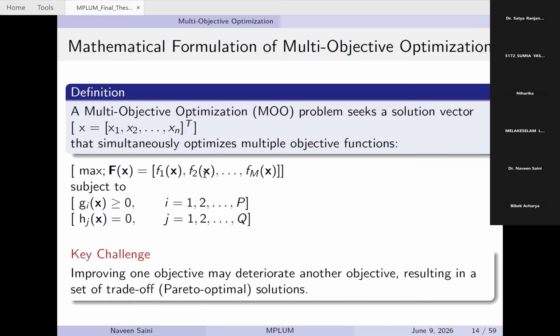For example, we impose a constraint like the train should have a pantry car, right? So these are some constraints. For example, g_i(x) greater than or equal to 0. There are p inequality constraints, and there are q equality constraints.